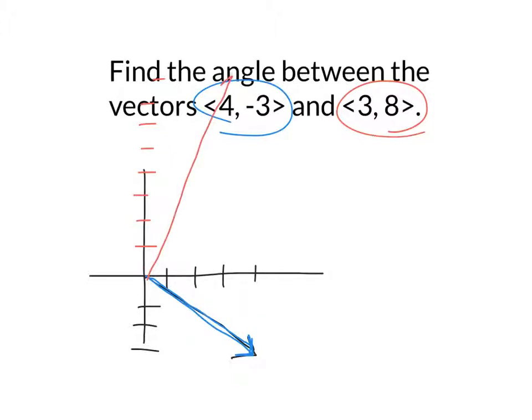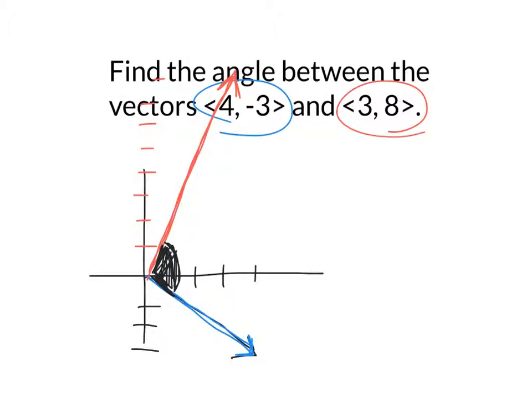Now, the length of these don't really matter as far as the angle goes. It's not like the longer the vector, the bigger the angle. But what we are looking for is this measure of the angle here. What is the measure in between these two vectors? So at what angle are they both behaving at?